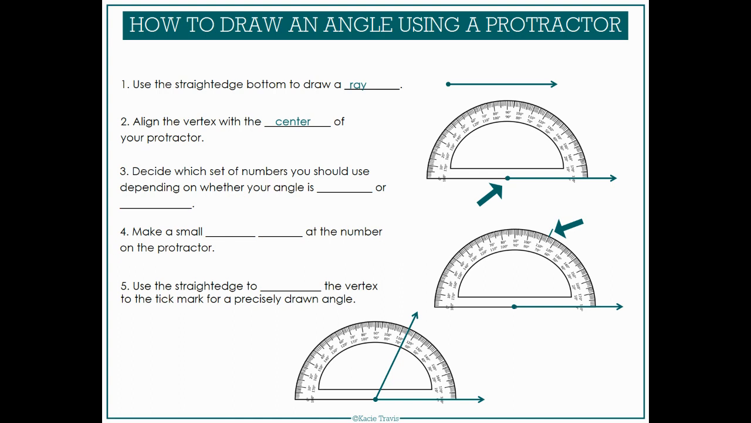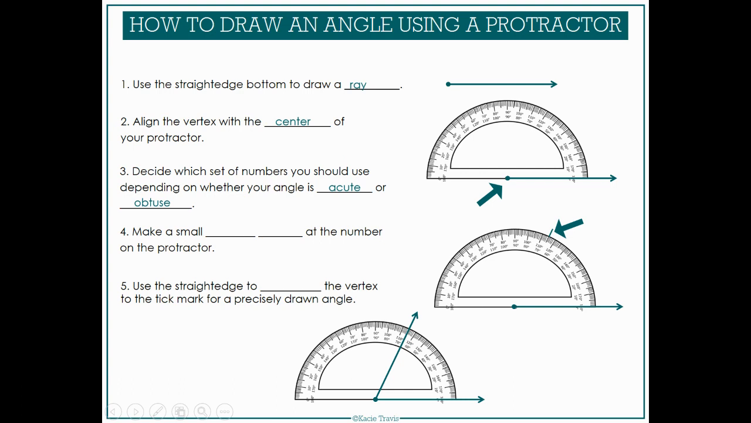Now, depending on what type of angle you want to draw, you want to pay attention to a couple of things. Decide which set of numbers you're going to use to see whether your angle is going to be acute or obtuse. Acute angles are angles that are less than 90 but more than zero. Obtuse are any angle that is greater than 90. Okay?